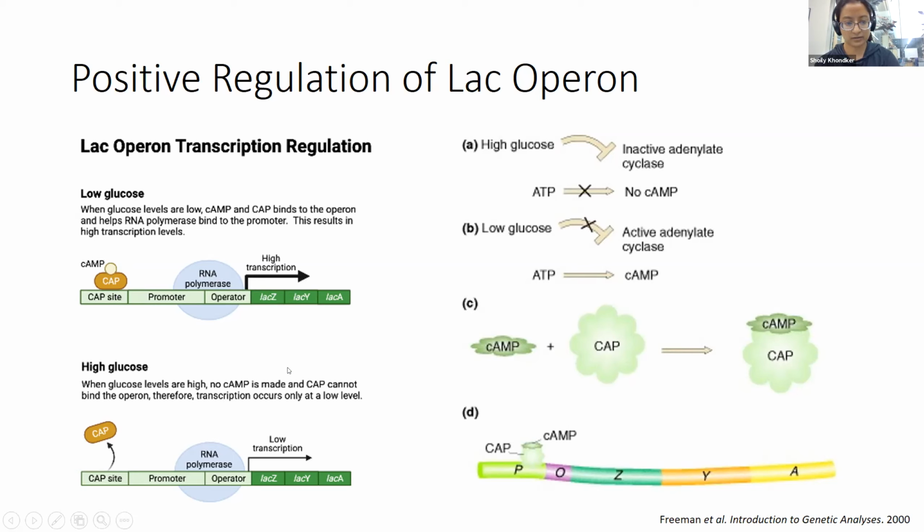In conditions of high glucose, the enzyme that converts ATP to cyclic AMP is inhibited. So the CAP protein doesn't have its cyclic AMP binding partner. Transcription can still occur, but it doesn't occur as efficiently as it would in low glucose conditions.